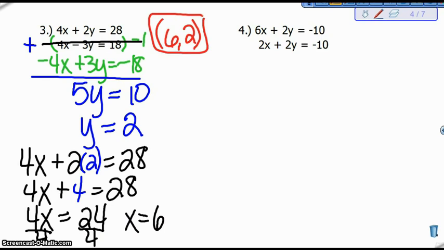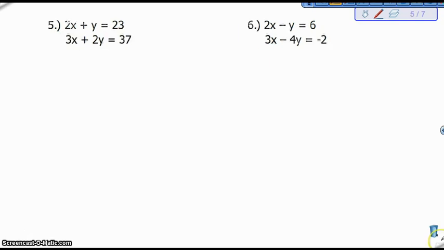And we do the same thing for number 4. So I'll let you guys do number 4 right now, and I'll make sure I put up the answer at the end of this. So go ahead and pause the video, please, until you are done. Alright, now that we're done with number 4, we're going to work on number 5 and number 6.